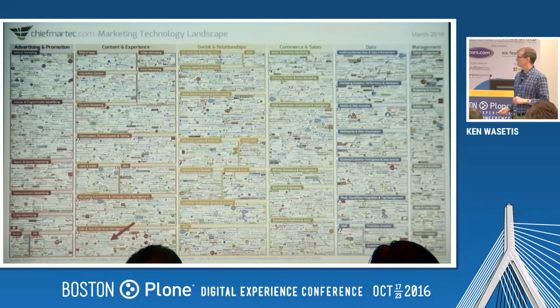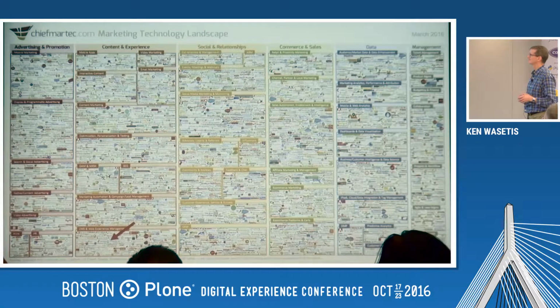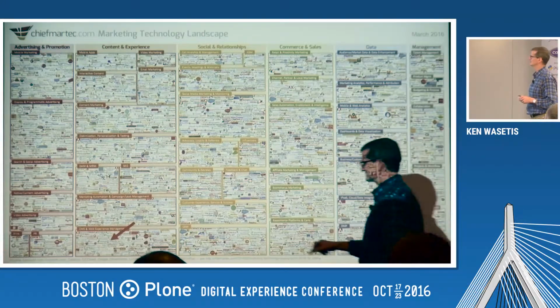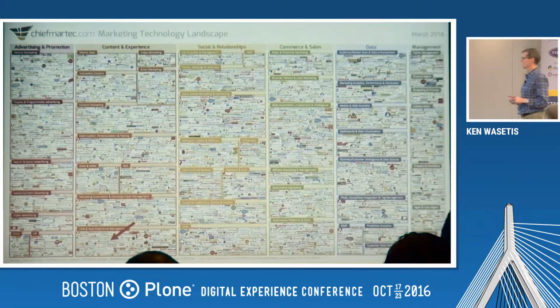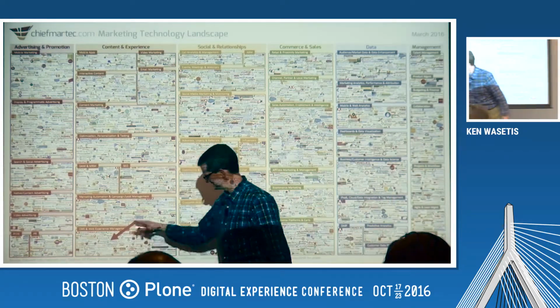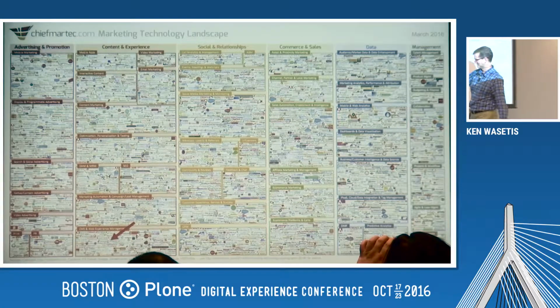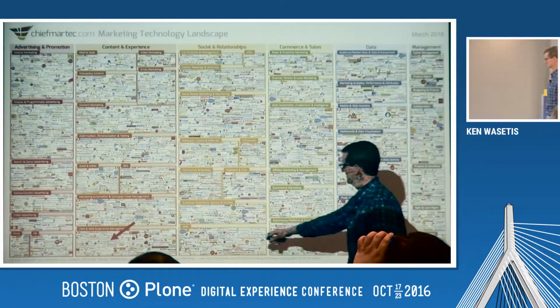This is a crazy Where's Waldo graph that's used a lot now at marketing conferences, marketing technology conferences. The site is chiefmartech.com. It's a really great site for reading about all these types of things. So Plone actually is on this graph. That whole box is CMS and web experience and has all sorts of content management systems there.